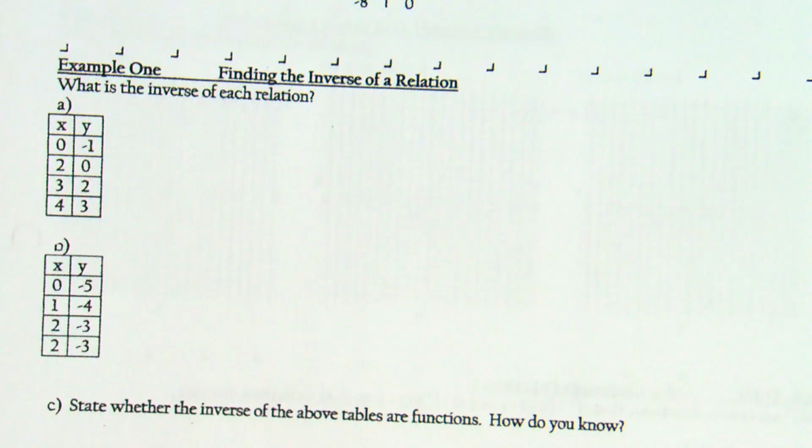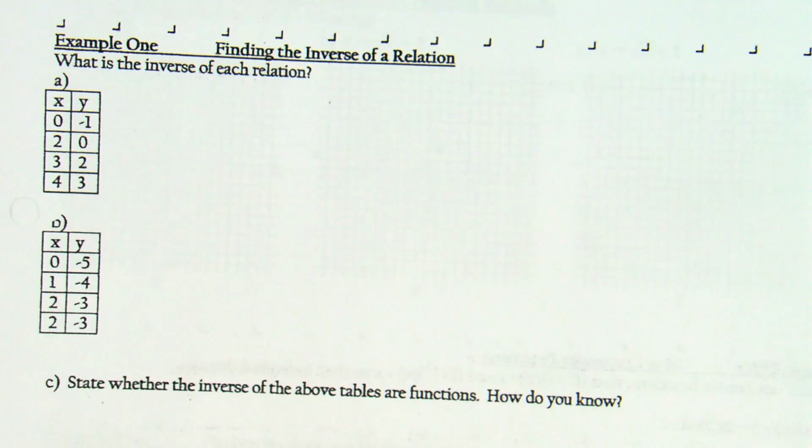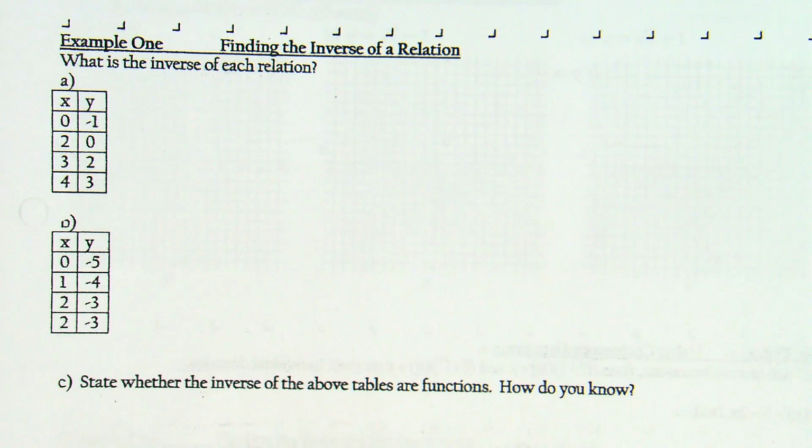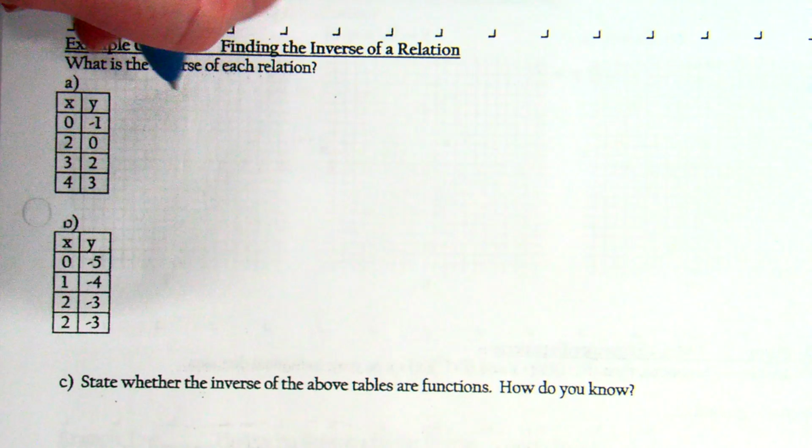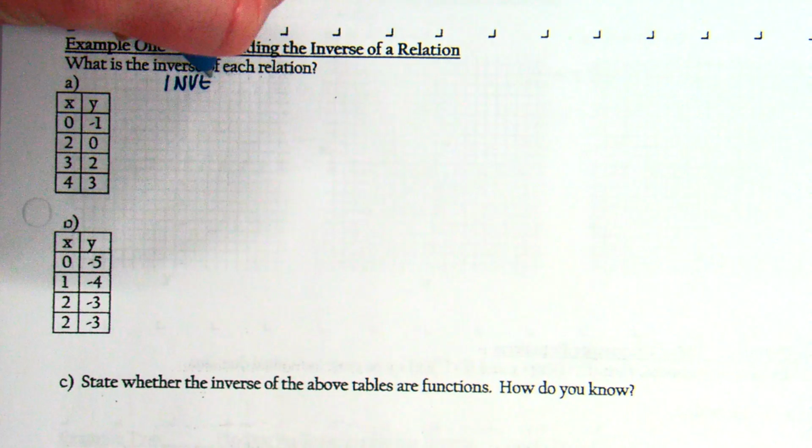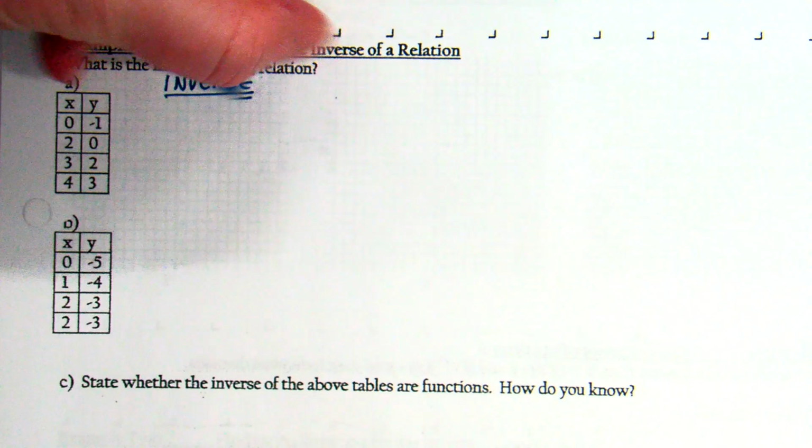Easy peasy when given an ordered pair here. Given a chart, part A asks, what is the inverse of each relation? So you're given the chart: (0, -1), (2, 0), (3, 2), (4, 3). Thoughts on what my inverse is going to look like?